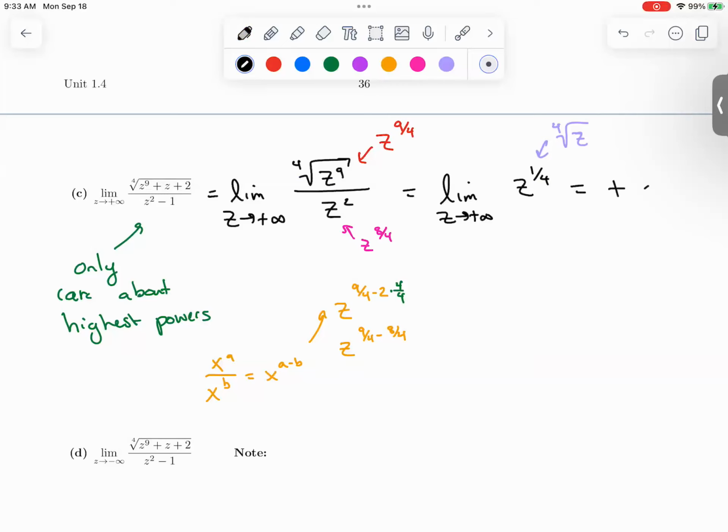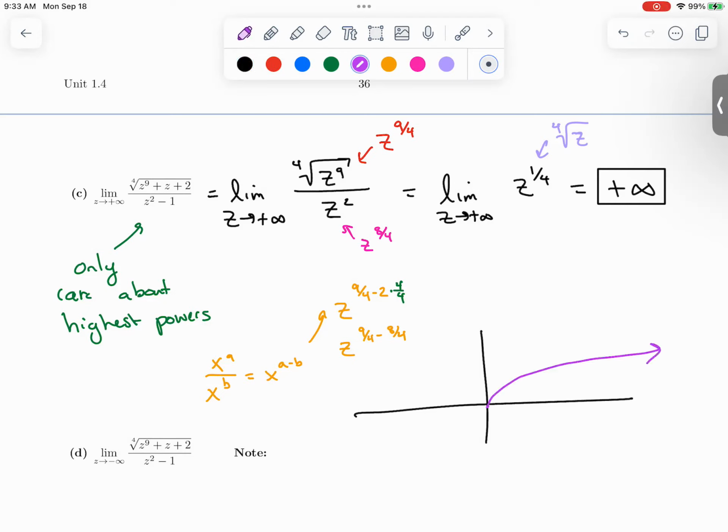It takes a long time, right? Because the fourth root of 10,000 is just 10. So even going out 10,000 spaces on the x-axis, your y value is only 10, but eventually it will blow up to infinity. If you look at the curve, the fourth root curve looks like this. And it does increase. It increases slowly, but it does increase indefinitely.